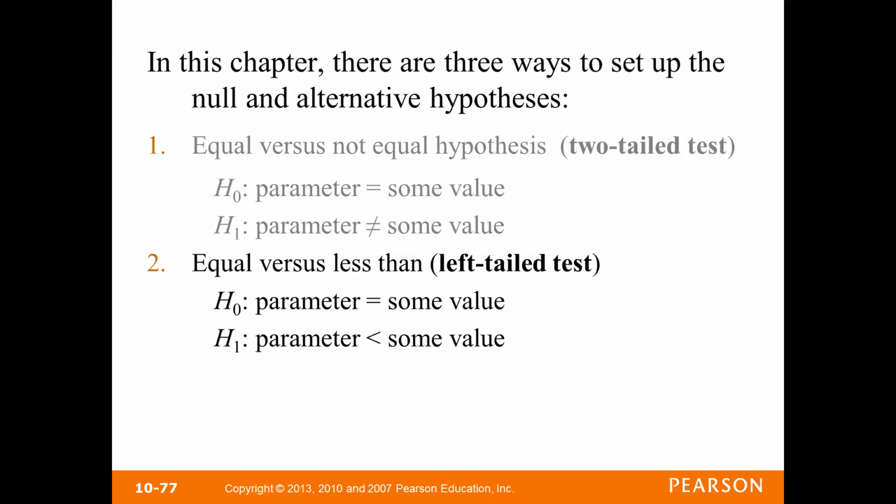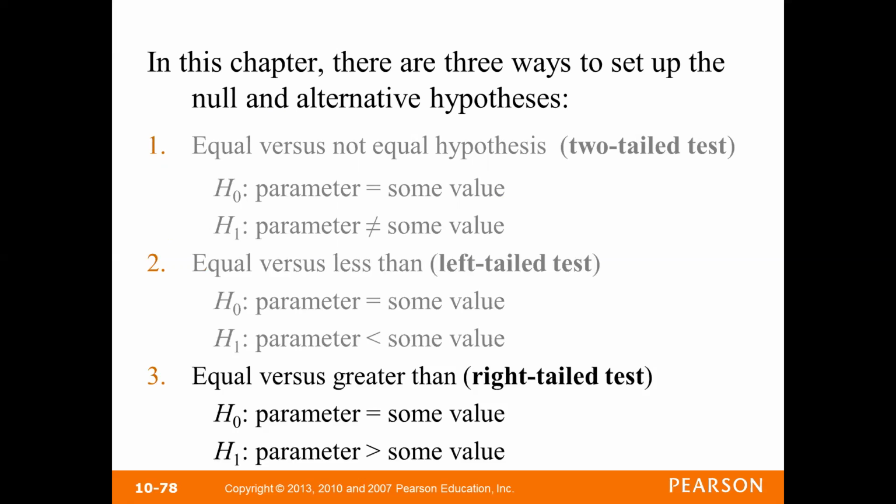The second is that we believe the parameter is some value versus the parameter is less than. That was what we saw in the standard deviation example. That's called a one-tailed test or a left-tailed test because we're moving to the left. Or we could have something going out to the right with a greater than symbol.